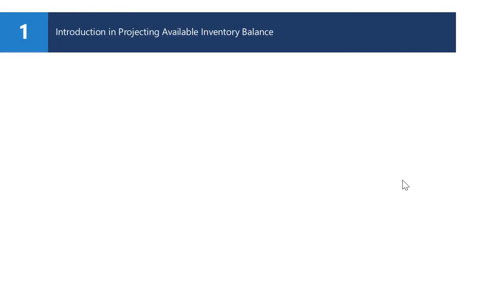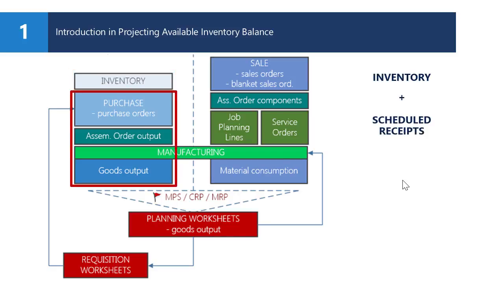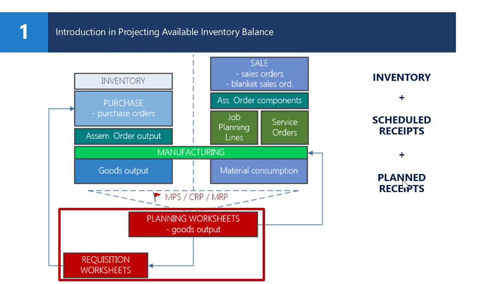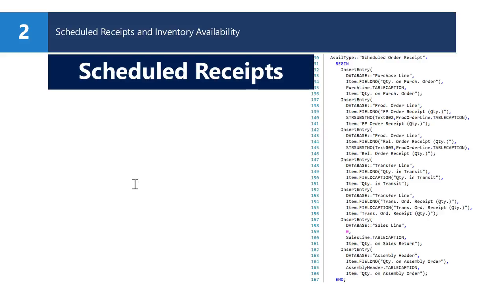Let's start. Initially, projected inventory is the quantity of gross inventory, including supply and demand in the past, even if not posted. The projected available inventory is the part of the projected inventory that at a given point in time is available to fulfill demand. This includes existing inventory increased by the scheduled receipts and planned receipts and minus the gross requirements. Scheduled receipt specifies the sum of items from replenishment orders.